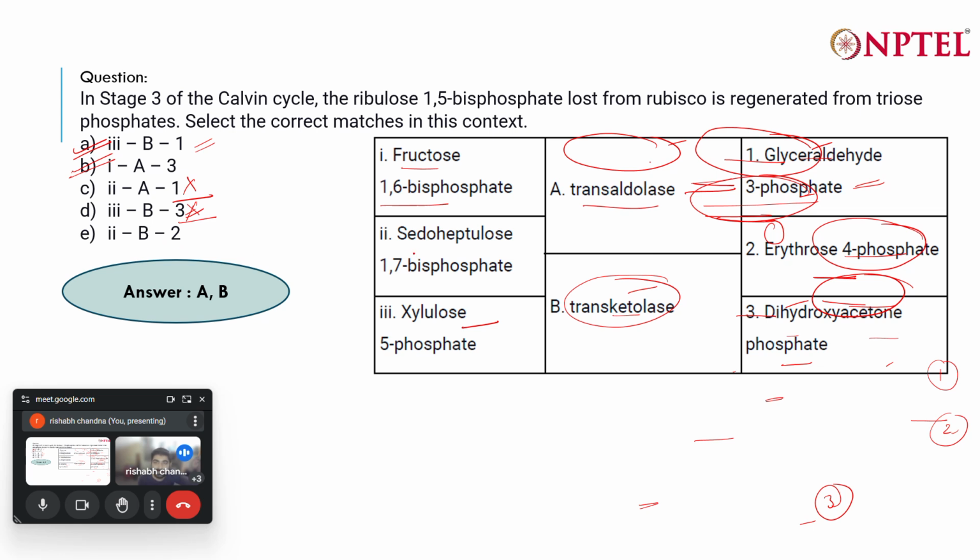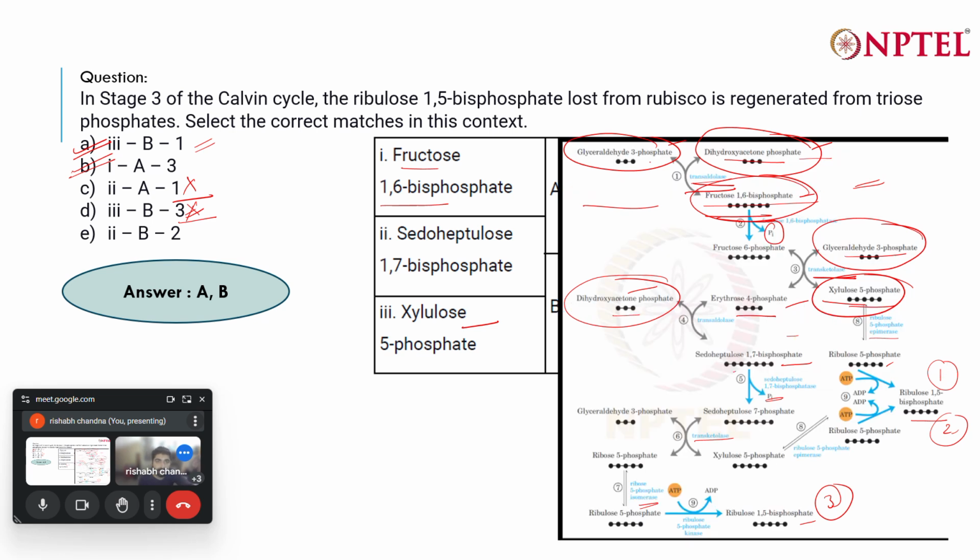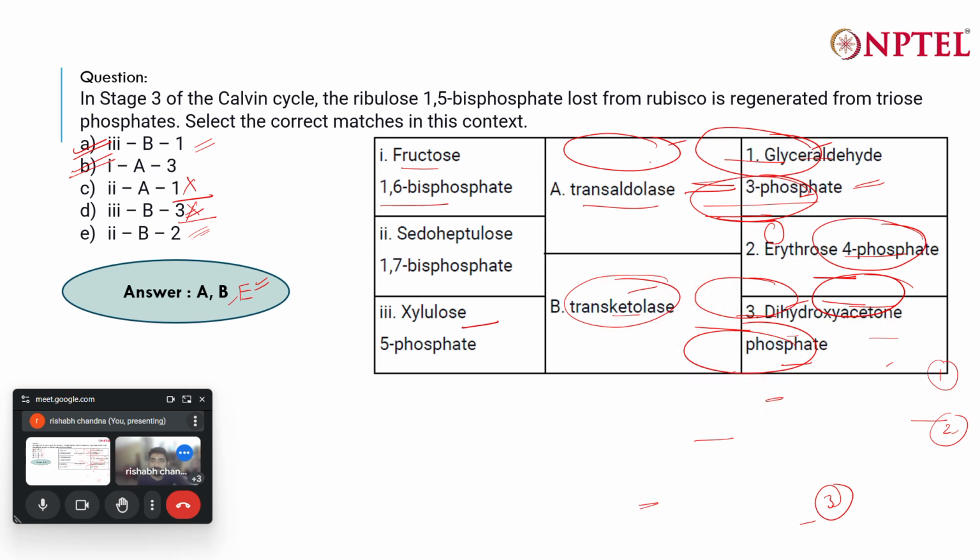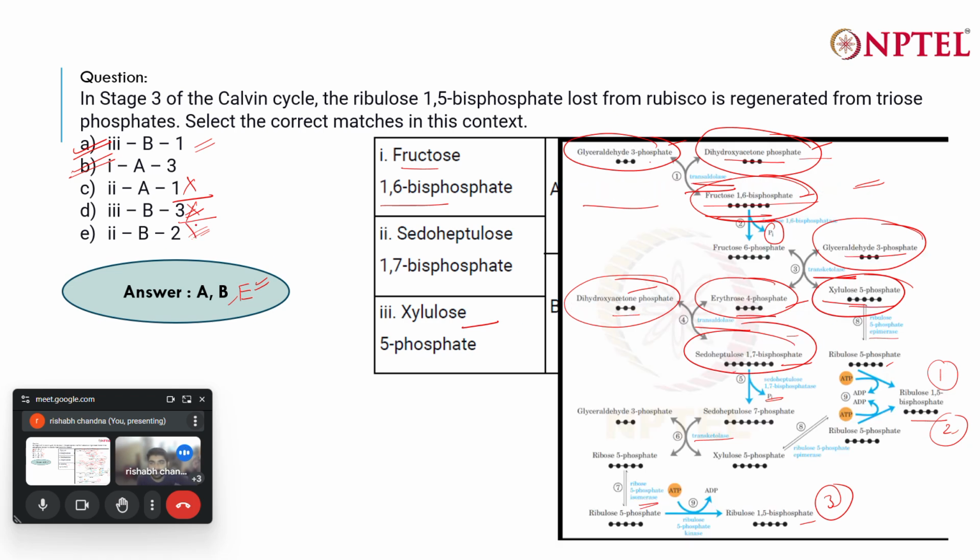Then we have sedoheptulose 1,7 bisphosphate, trans-aldolase, and erythrose 4 phosphate. Yes, this is also correct, because erythrose 4-phosphate in the presence of trans-aldolase, we can form sedoheptulose 1,7 bisphosphate. Okay, so this option is also correct. Option E is also correct. Oh sorry, this would be transketolase, so this is false. This would be A instead. So option A and B will only be correct.